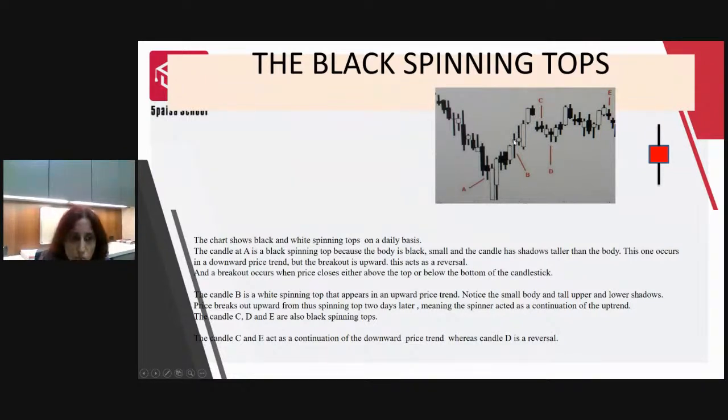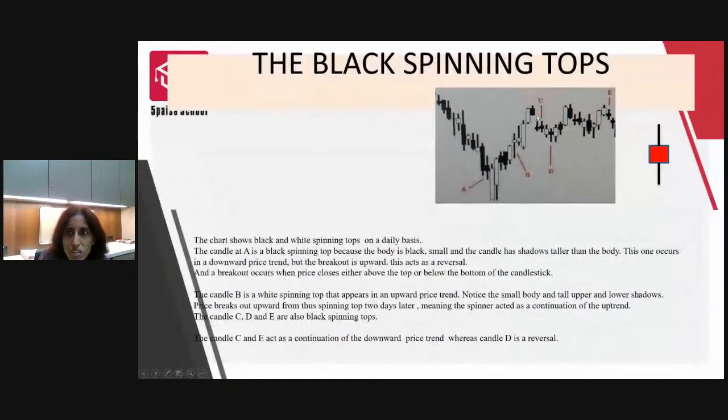So the price breaks out upward from this spinning top, which was observed 2 days later. Do you see this? Yes, the price breaks out. The spinning top is observed after 2 days, later, of an upward trend, meaning the spinner acted. You see this P, which is called a spinner. This spinner acted as a continuation of the upward trend.